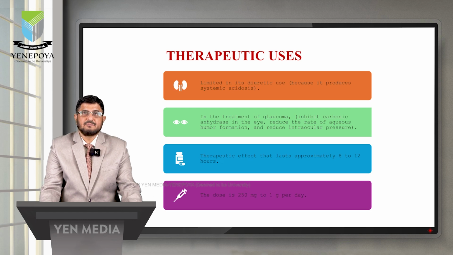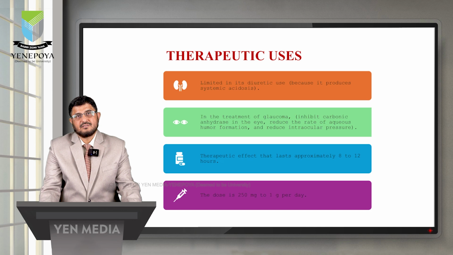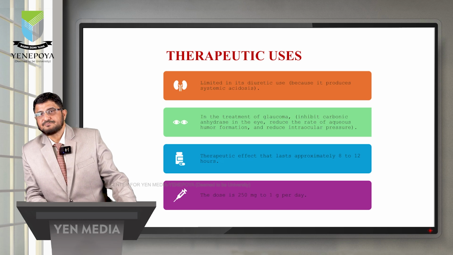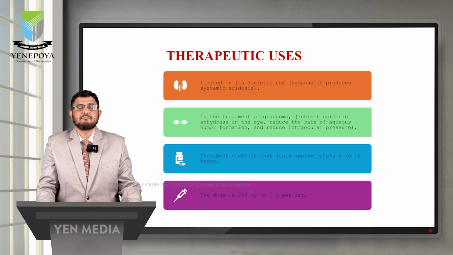It is mainly used in the treatment of glaucoma, where it inhibits the carbonic anhydrase enzyme in the eye, reduces the rate of aqueous humor formation and reduces the intraocular pressure. The therapeutic effect lasts approximately 8 to 12 hours only. The dosage given is 250 mg to 1 gram per day.